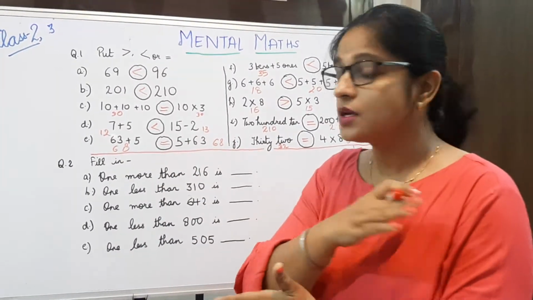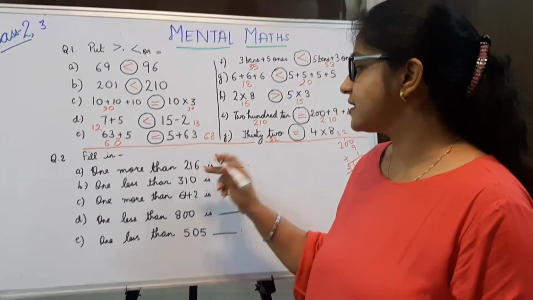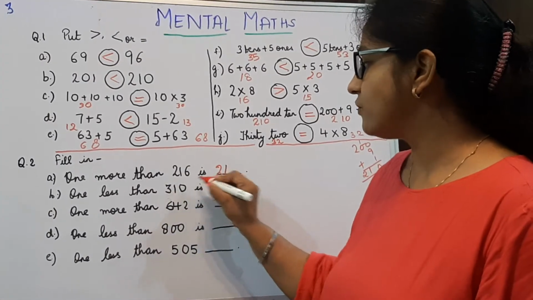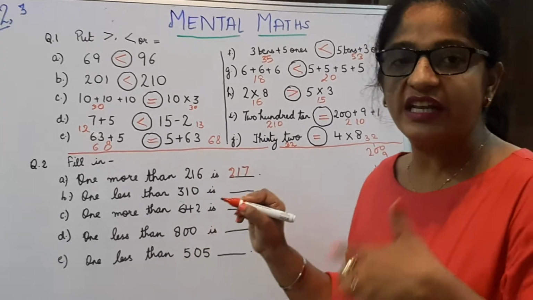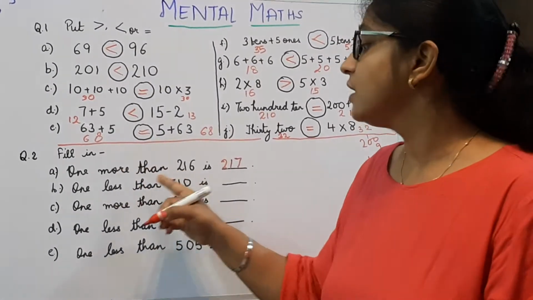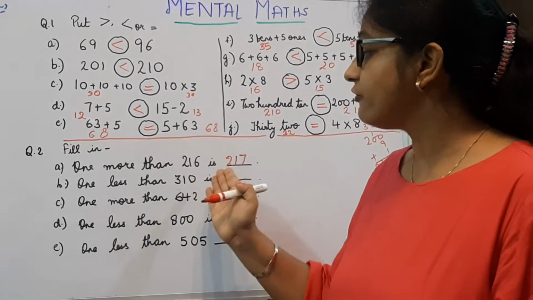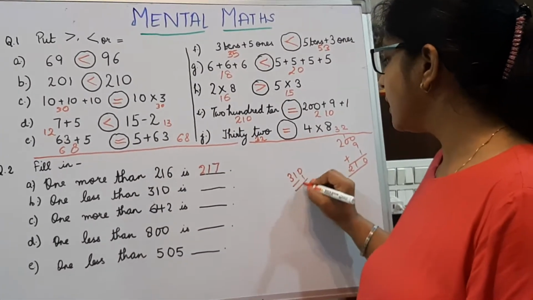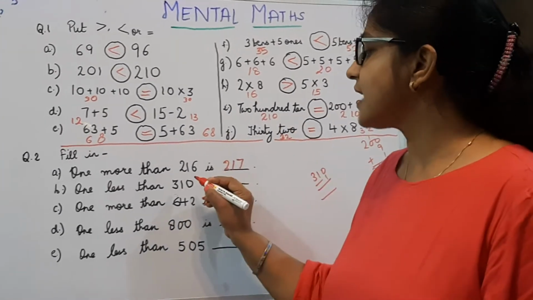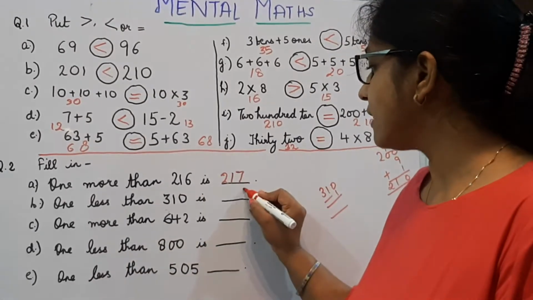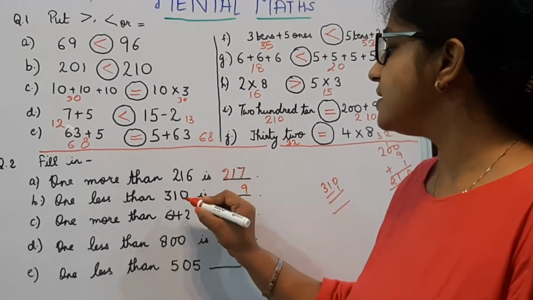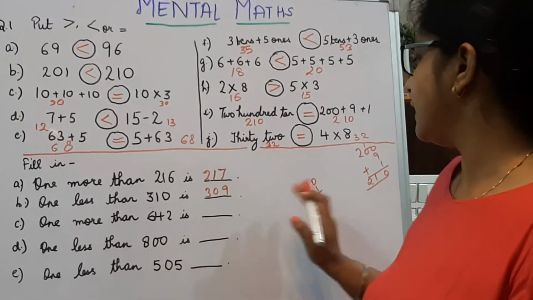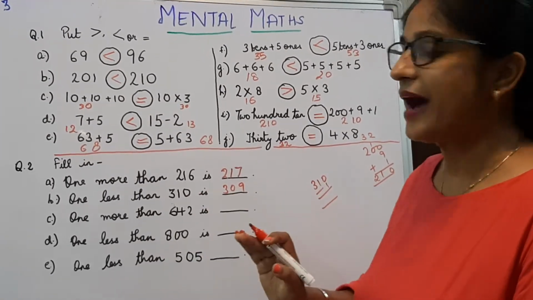So 1 more than 216 will be, that means in 6 you will add 1, that will become 7. 217 will be the successor. 1 less than 310: either you subtract 1 from 310, or you understand that before 0, 9 will come in the ones place, and in the tens place 0 will come. 309. Either you subtract it or you can do it manually.